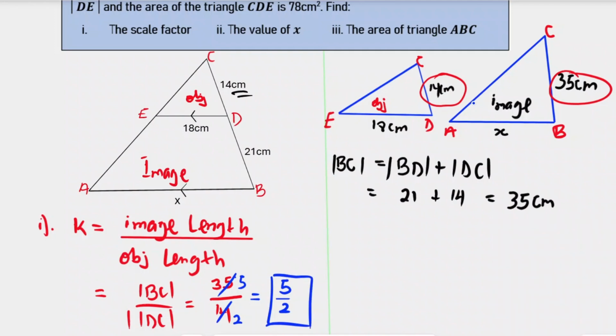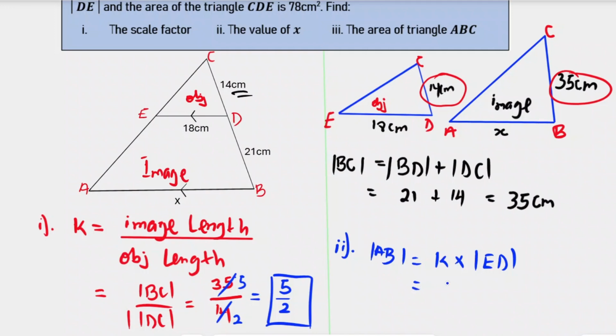Now let's use this scale factor to find the value of x in the next one. So let's get that here, and that's going to be part II. We're going to find the value of x. Now this is x. To find the value of x, you know that to get the image length, we just have to multiply the scale factor by the object length. So AB, that is x, is equal to the scale factor, k, times ED or DE. You should know that whenever you multiply the scale factor by the object length, we get the image length.